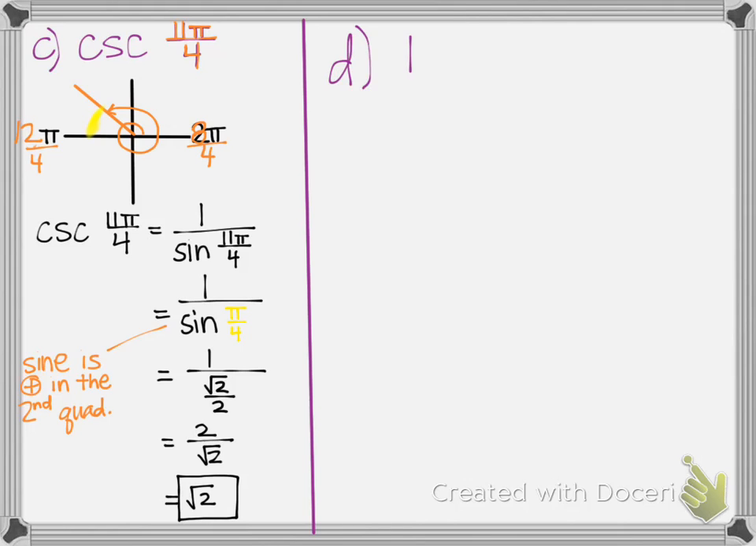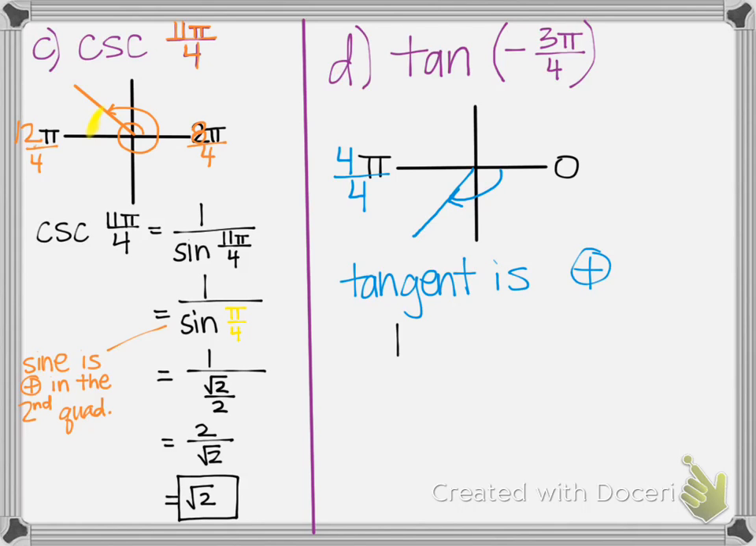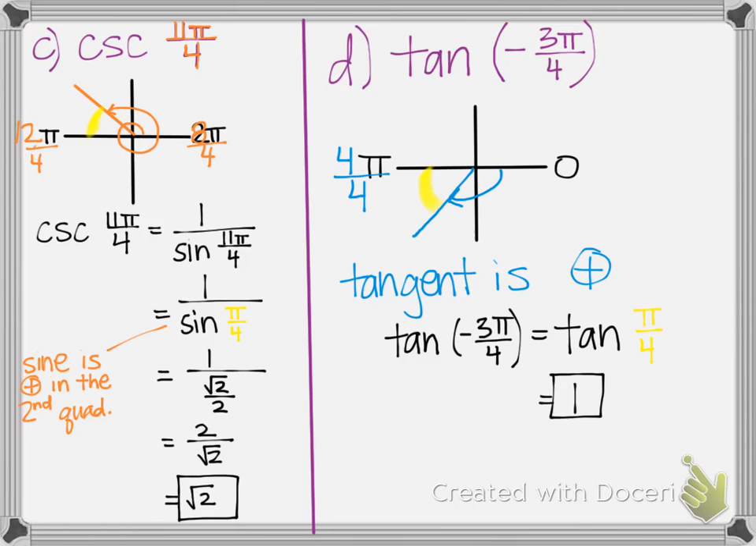Let's see another. I want the tangent of negative 3 pi over 4. So again, I have my axes. If I'm over 4, then that's 4 over 4. Negative, so I've got to go down, and I'm 3 pi over 4, so I don't pass the 4, and end up over here. So tangent in that quadrant is positive. So tangent of negative 3 pi over 4 is going to be equal to positive tangent of the reference angle, which is pi over 4. Tangent of pi over 4 is 1, and there you have it.